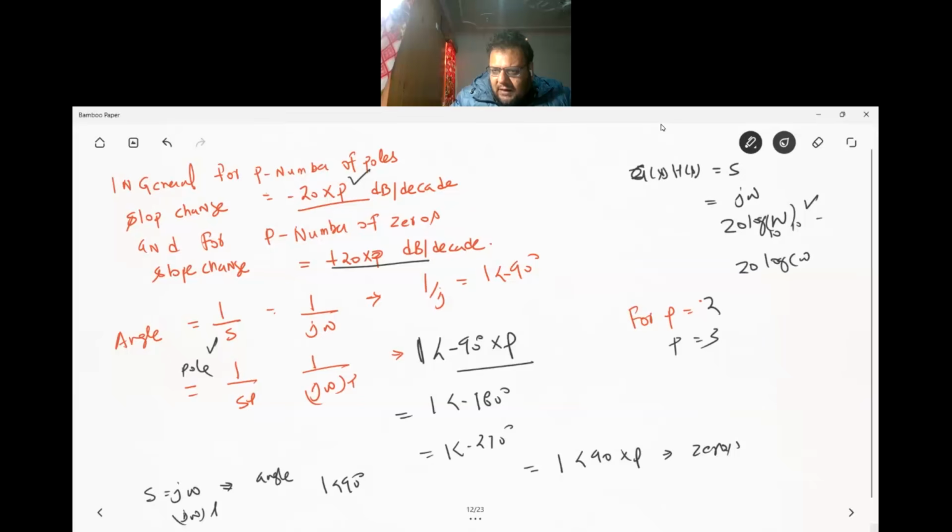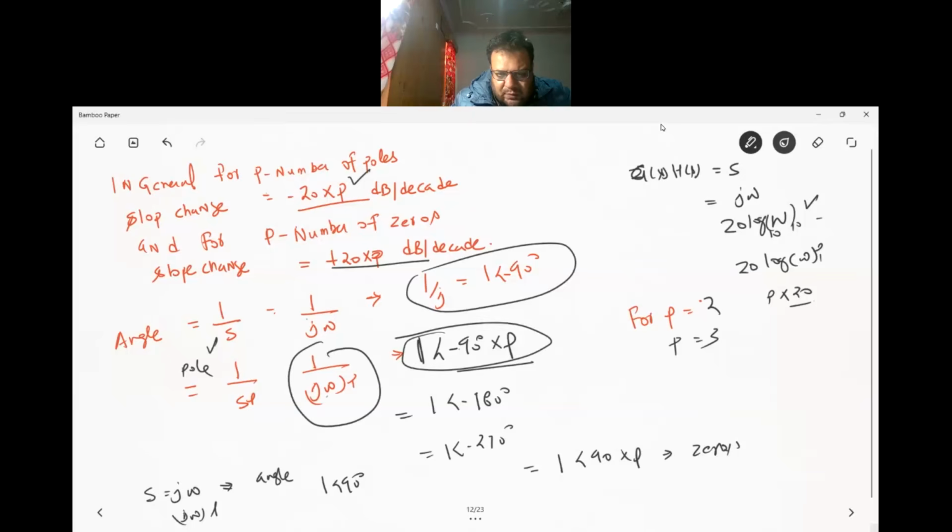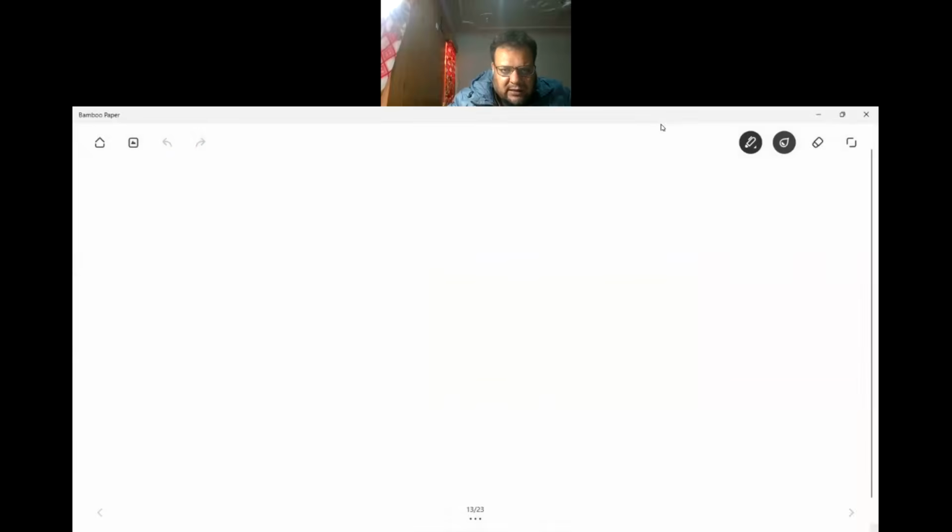If you have 20 log omega to the power p, it is contributing p into 20. Now as far as the phase angle is concerned, 1 by s, that is 1 by j omega, contributes minus 90 degrees. Similarly, 1 by s to the power p contributes minus 90 into p. So if you have two poles, it will contribute minus 180 degrees. Three poles, it will contribute an angle of minus 270 degrees.